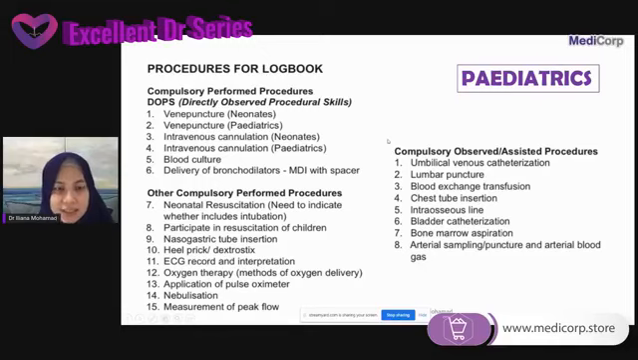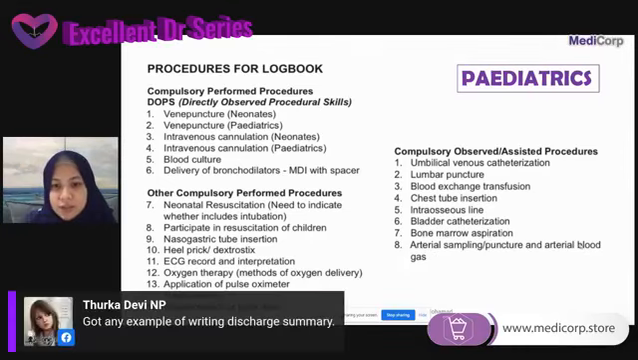Invasive or technically more difficult procedures are your compulsory observe or assist. This is umbilical cord catheterization, lumbar puncture, blood exchange transfusion for severe NNJ, chest tube, intraosseous line, bladder catheterization, and ABG because it is technically more difficult in pediatric patients. Usually this needs to be done by the MO or by the houseman but under direct supervision by the medical officer. Okay.